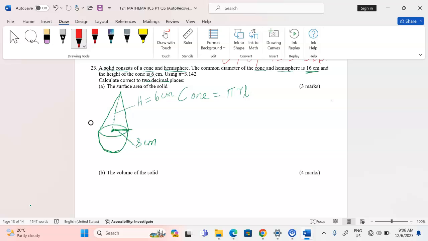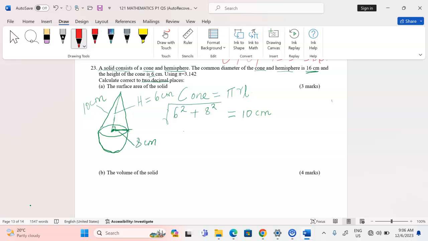So the slanting length can first of all be obtained using Pythagoras theorem, because the height and the radius are meeting at the center at right angles. Then we can say 6 squared plus 8 squared. Then we obtain the square root, which is going to give us 10, because 36 and 64 gives 100. The square root is 10 centimeters. So 10 is going to be here. That is the slanting length.